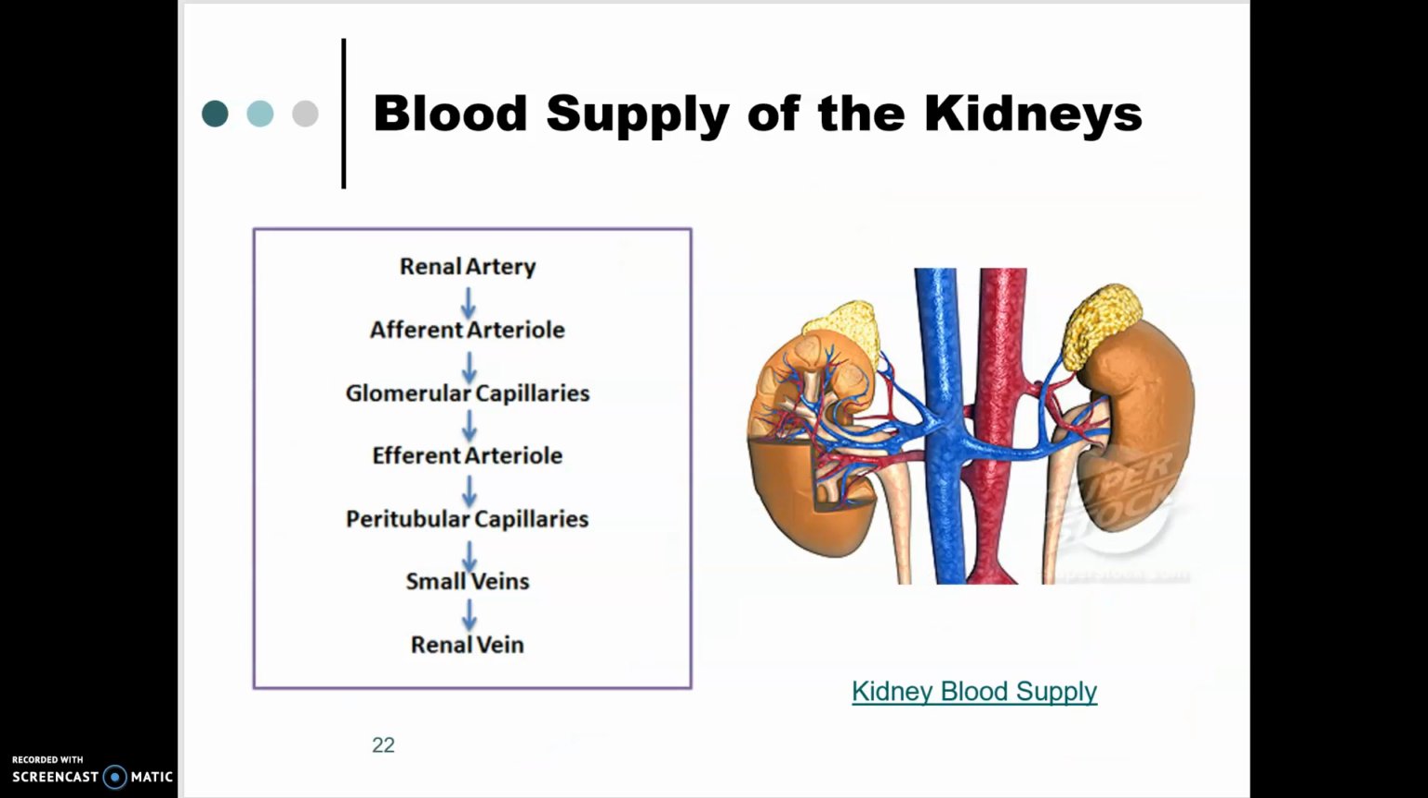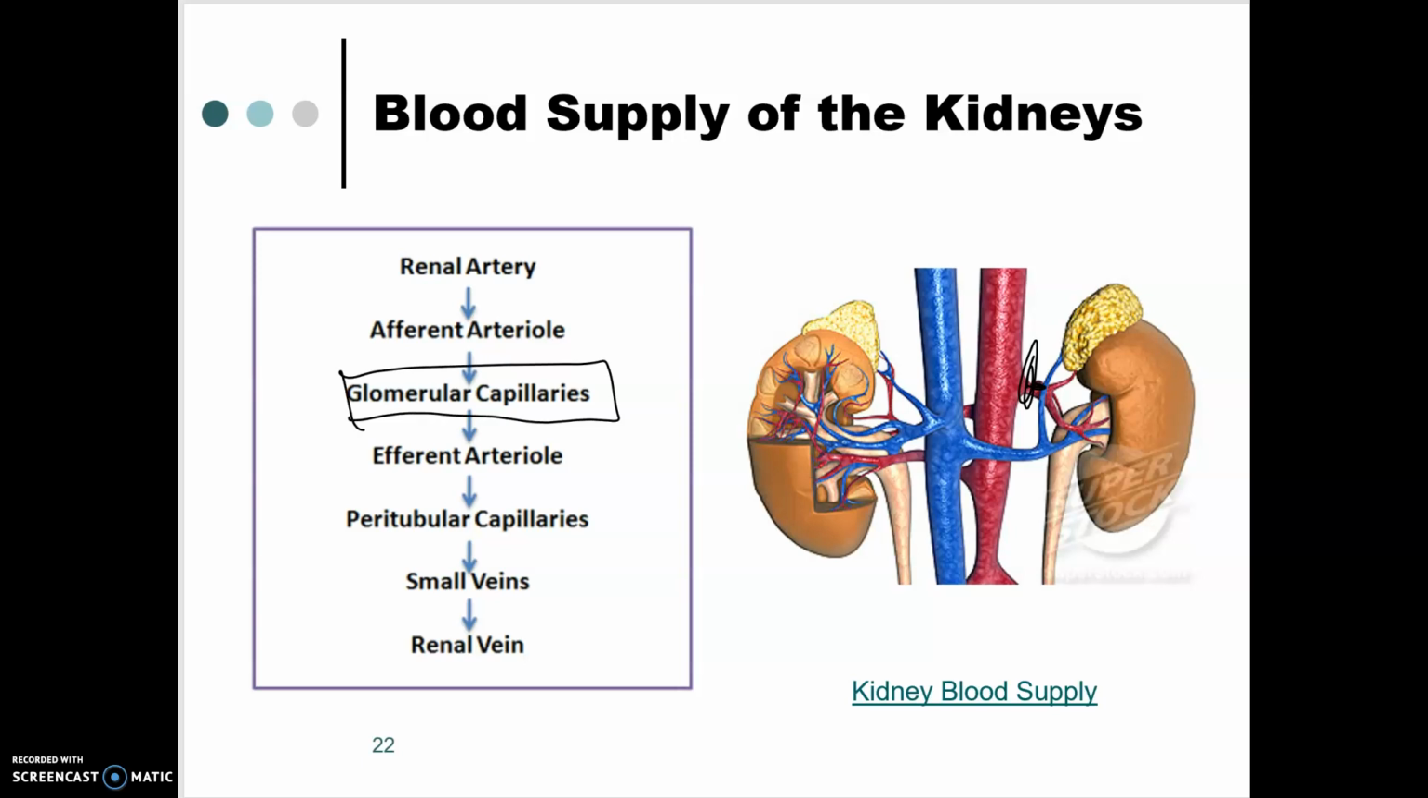So this is the order of the blood supply in the kidneys. We start off with the big old renal artery that branches off of the aorta. So right here, this is going to be our renal artery, the big red one. It's going to go into an afferent arteriole, which is going to then branch into the glomerular capillaries. So the blood vessels that we see inside the glomerulus, that's going to be these guys.